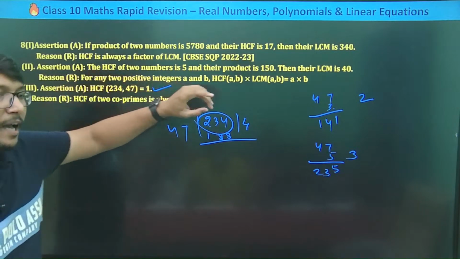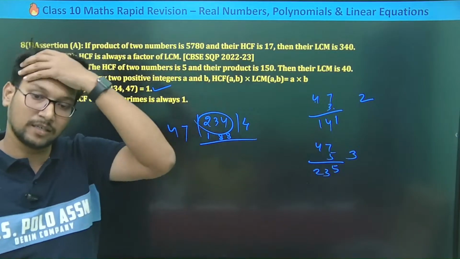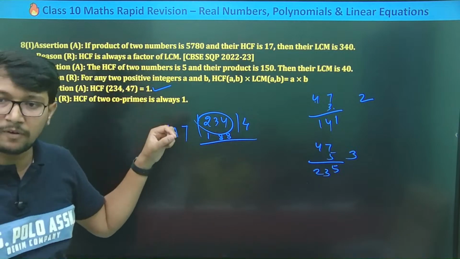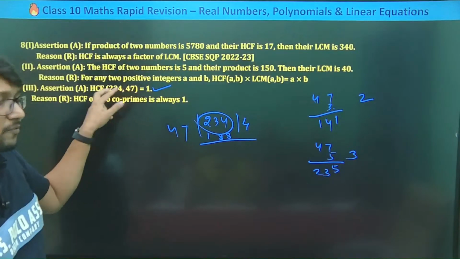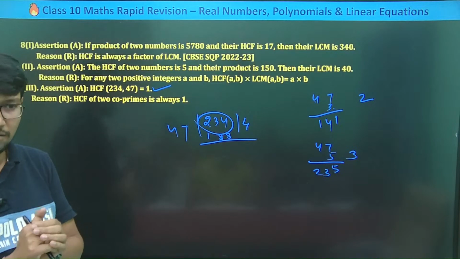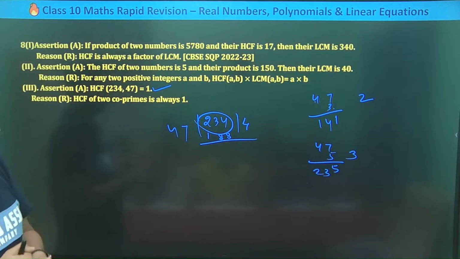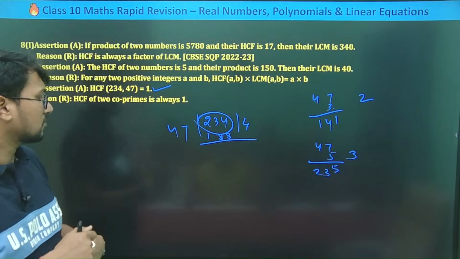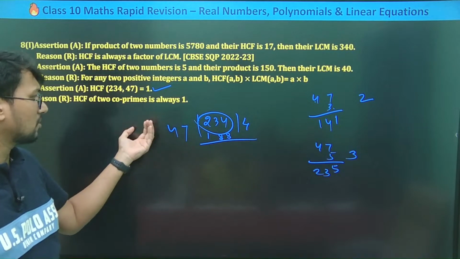Therefore their HCF क्या है? 1. Got it? If this question given two number, their HCF is 1. When HCF will be 1? If there is no common factor. Okay? So common factor और क्या है क्या कुछ?